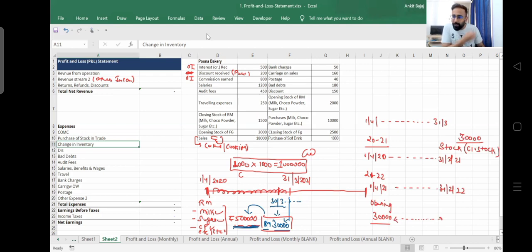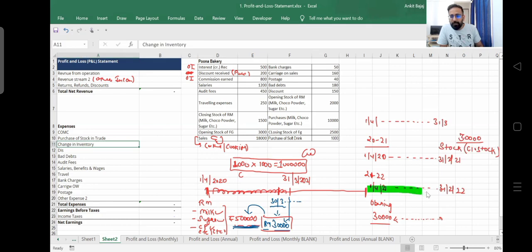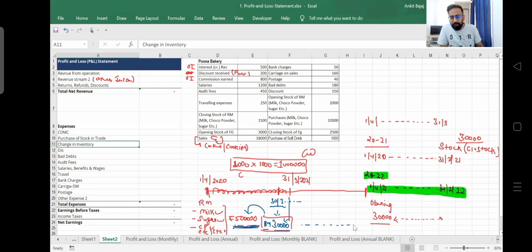Here what will the company do? Company will not throw away that raw material, right? Definitely the company will consume that raw material. So in this year, the company will be consuming this raw material. So here you can see there was a closing stock of 30,000 rupees, right? Now this 30,000 closing stock will become opening stock for the coming year. I have written opening stock here. Now this is closing stock for year 2021 and it will become opening stock for this year, right?